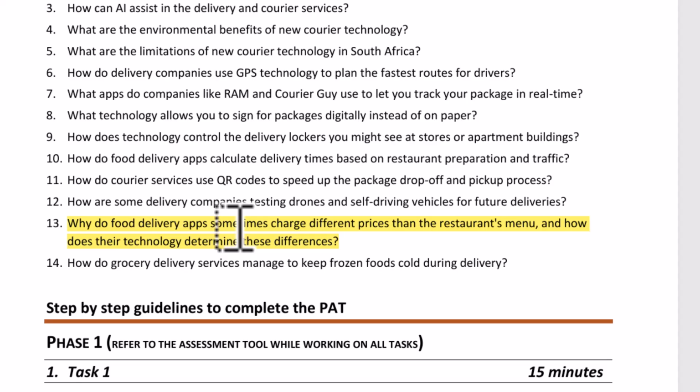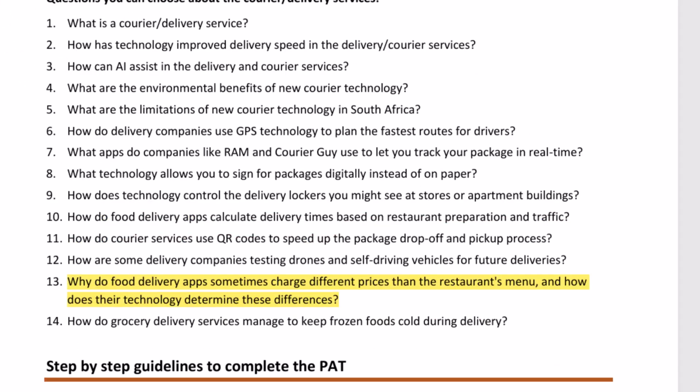Right, now remember, you could have your own question. You don't have to use these exact questions. So it really becomes quite interesting and challenging to decide on your questions. But they are allowing us as well as how. So how has technology improved delivery speed in delivery courier services? How can AI assist? How do delivery companies use GPS technologies? That's quite interesting for me.